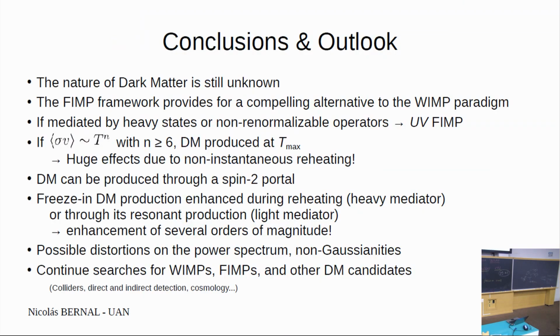Do you see such an enhancement in gravitino production, which also peaks at T reheat? Yeah, but typical gravitino is T to the power 4, I think. So this enhancement you will not find. It's tricky to find this enhancement because you need a super strong temperature dependence. That's why we took this particular example.